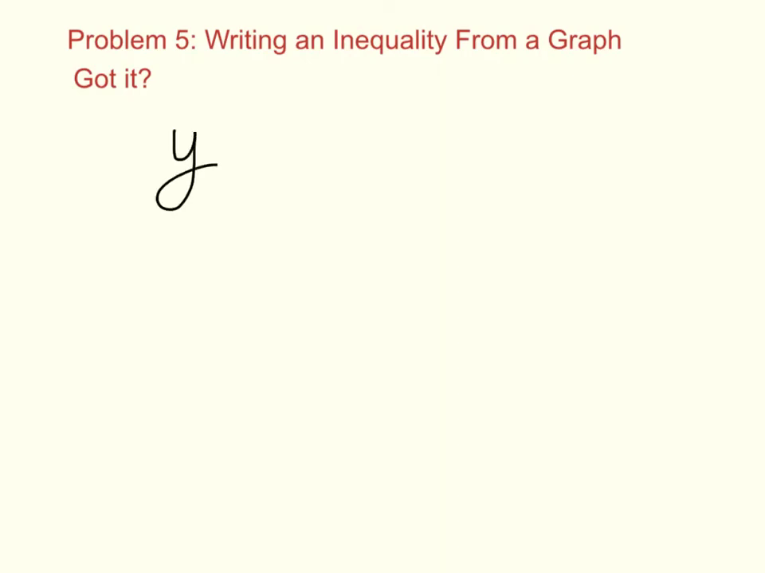So we know we have a y, and we have a 1/3, which is our slope, so that'd be 1/3 x, y-intercept of -2. And because it's dashed, we're not going to have an equal to. And we know that since the shaded region is above the line, it's going to be greater than. So we know it's going to be y is greater than 1/3 x minus 2.